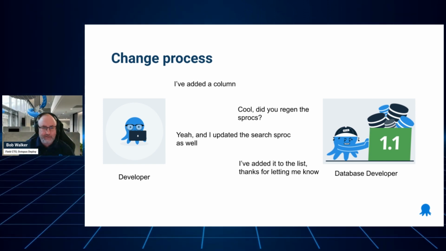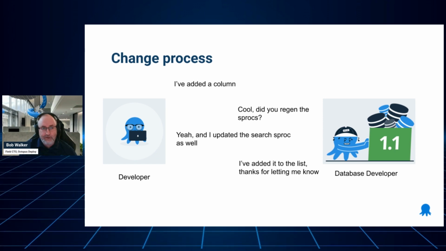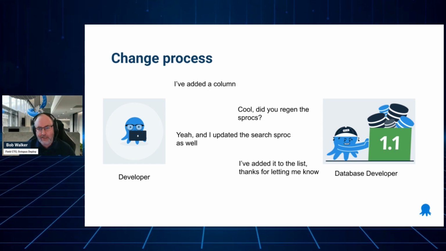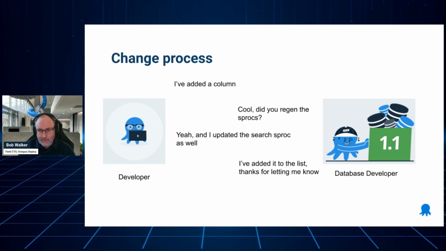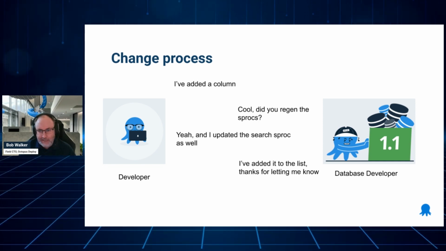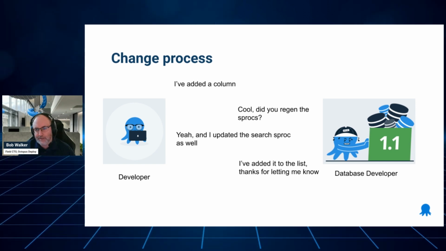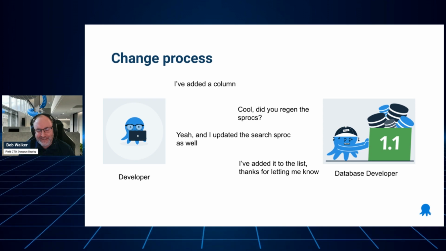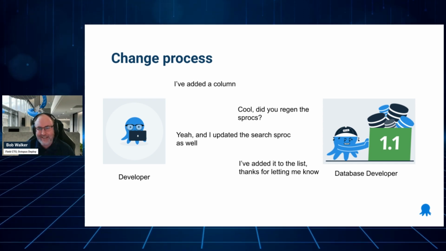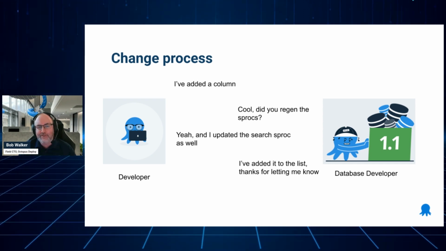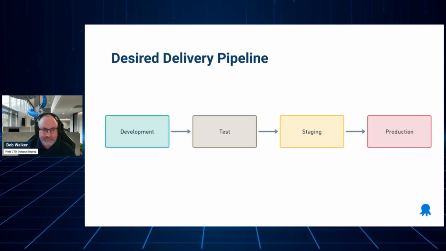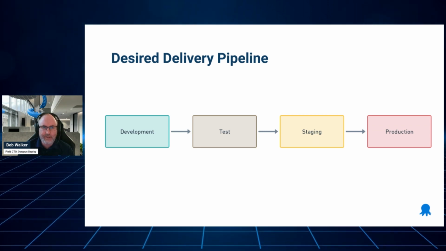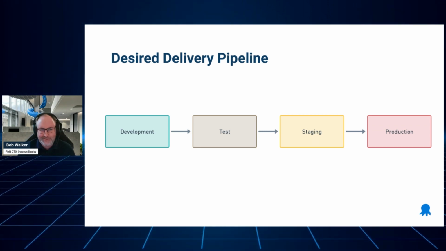And so they would add a new column. And then they would also update a stored procedure. And then they would tell the database developer, hey, I made this change. And the database developer would then put it on a piece of paper, or write it in a Word document or put it on an Excel spreadsheet. The mechanism we used to keep track of those changes is kind of unimportant. The point is that we're doing this all very manually. On top of that, how we delivered changes was less than ideal, to say the least.